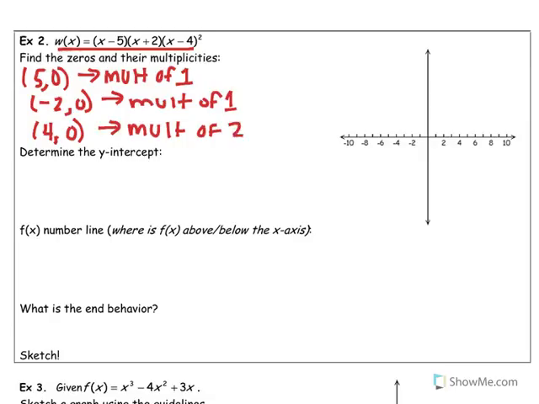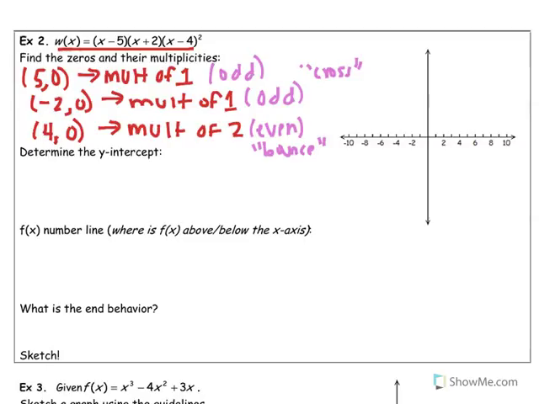And thinking back to the end of our last example, this is an odd multiplicity at (5, 0). Another odd multiplicity at negative 2. And remember, those odd multiplicities are going to cross the x-axis. And then this is an even multiplicity, and this is the example where it's going to bounce off the x-axis. You'll see what I mean when we get down to fill out the f of x number line.